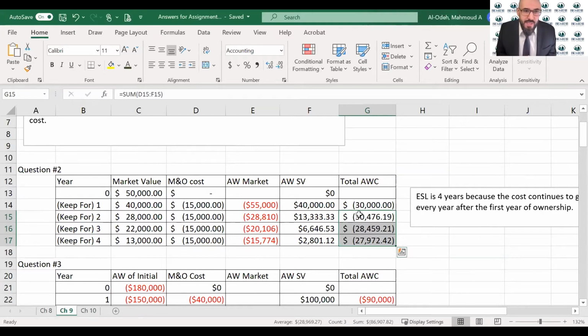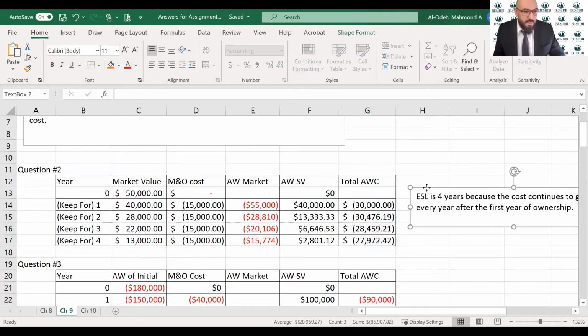Question number 2. I hope you guys learned something from this, but feel free to unmute yourself and ask questions. Any question I can take from you guys? I just need more clarification on the annual worth cost, like the total. Which one are you adding up? Like what column? Okay. I appreciate your asking, Alicia.